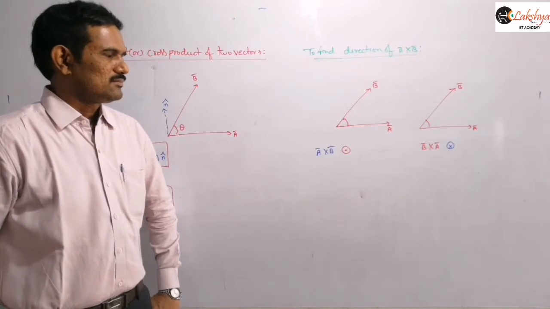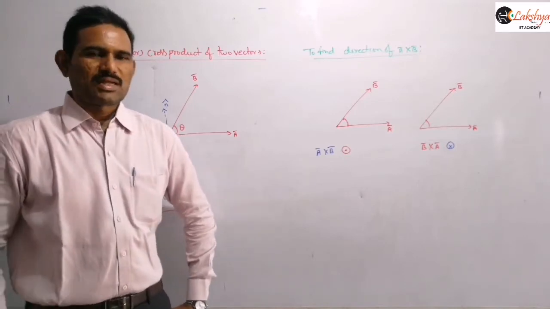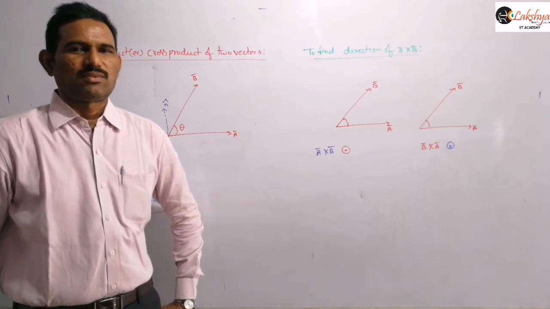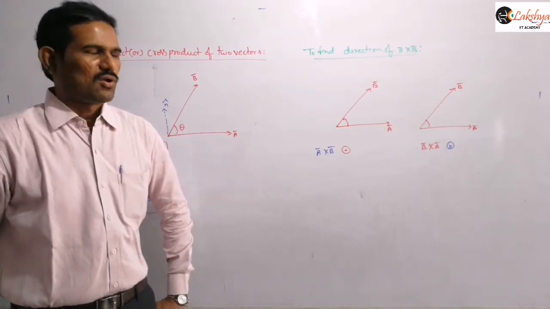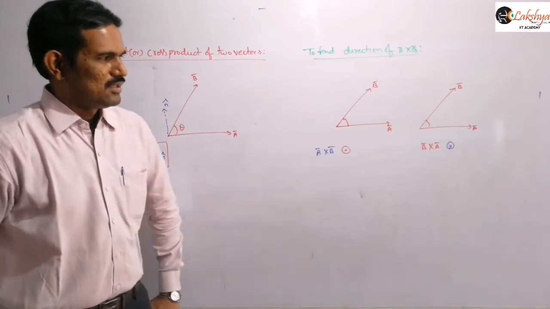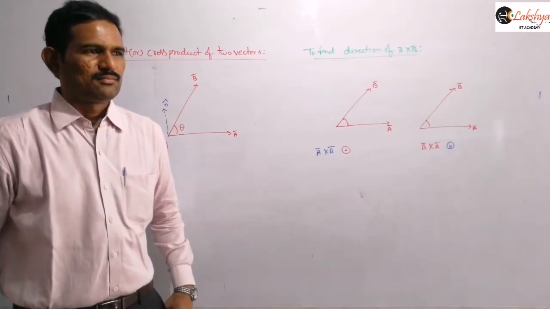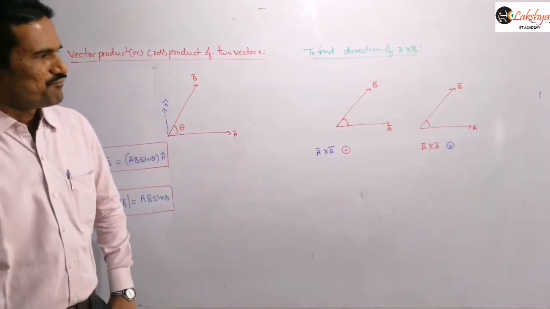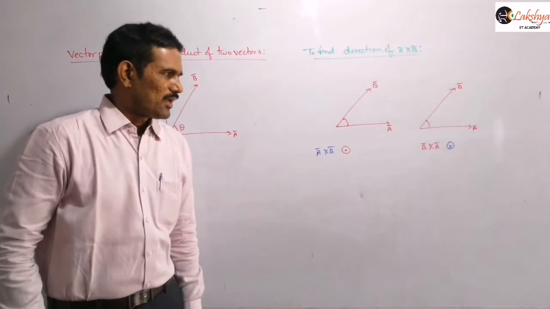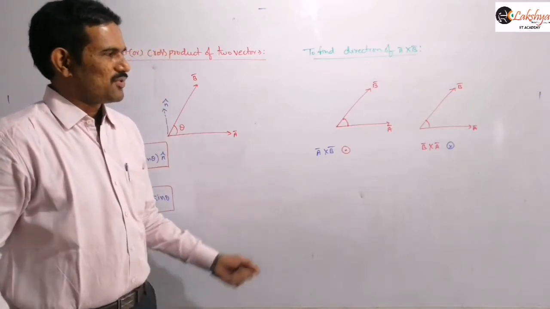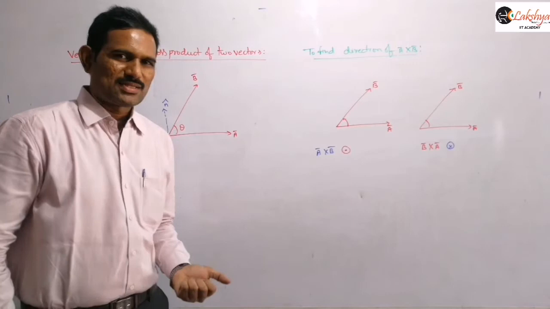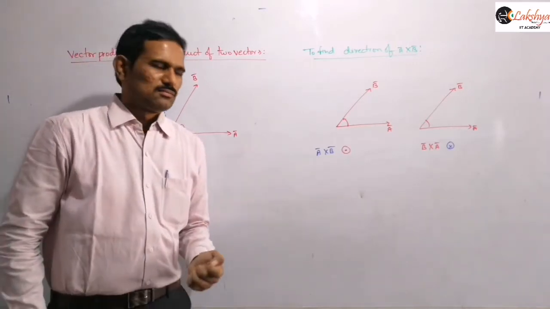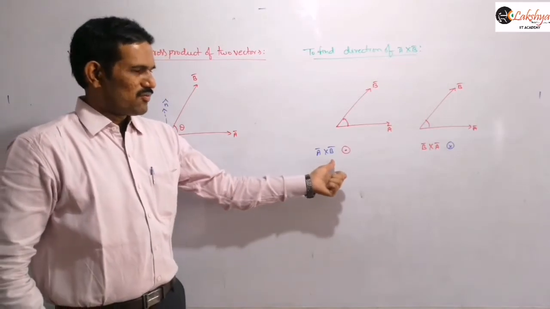then the thumb indicates the direction of A bar cross B bar, or the cross product of two vectors. If the two vectors A bar and B bar lie in the plane of paper, then A bar cross B bar will be out of the plane.